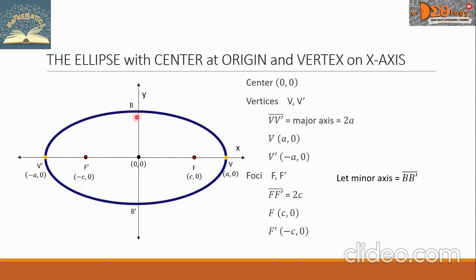Now, these points B and B prime are the points where the ellipse touches the y-axis. The line segment connecting B and B prime is called the minor axis, and we let this be equal to 2b. In that case, we can now write the coordinates of the points B and B prime respectively. For B, the coordinates are (0, b), while B prime is (0, -b).